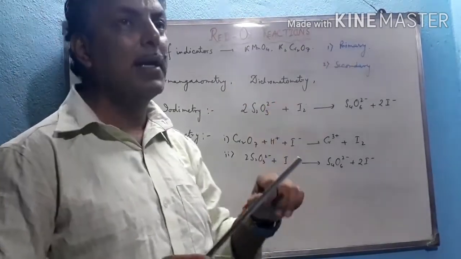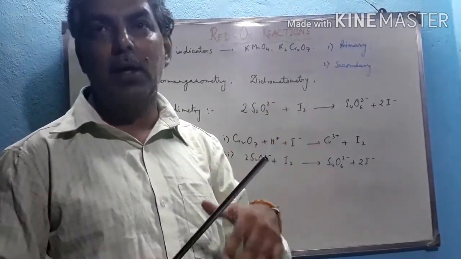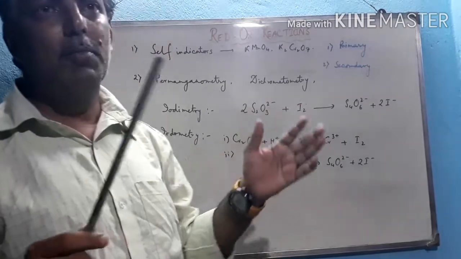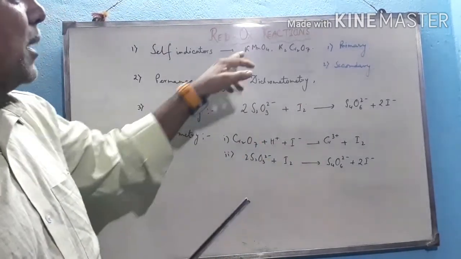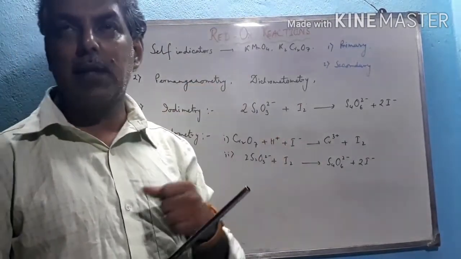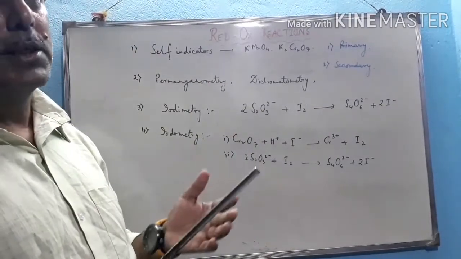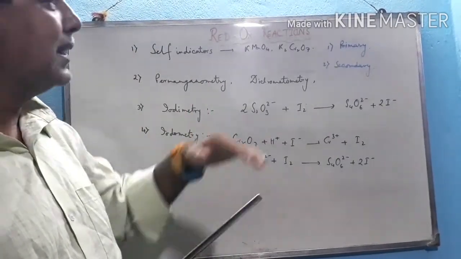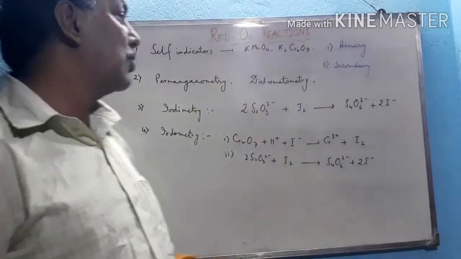But a secondary standard changes its strength with respect to time as well as temperature or laboratory condition. Potassium permanganate may change its strength, and sodium hydroxide and sulfuric acid can all change their strength, and that's why these are called secondary standard solutions.